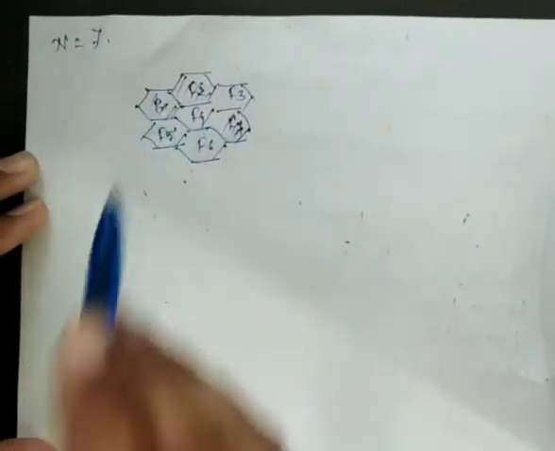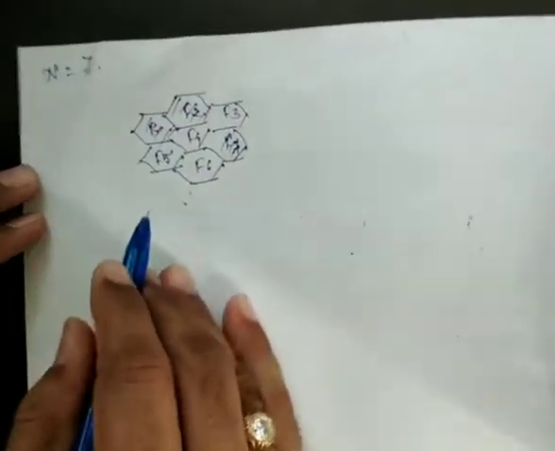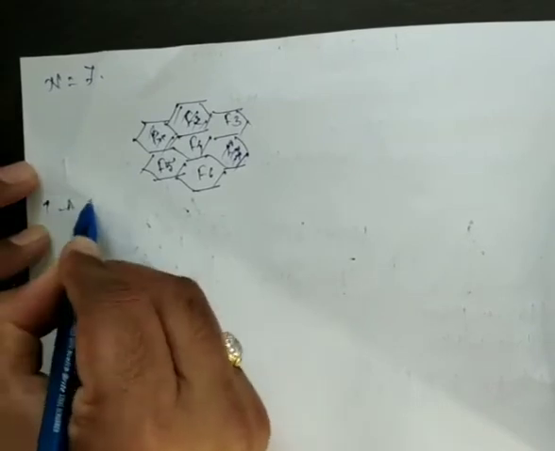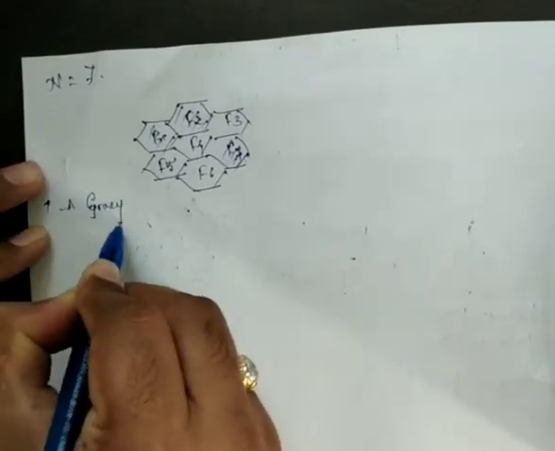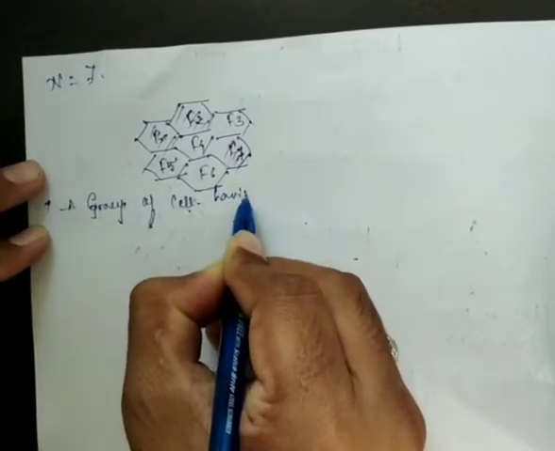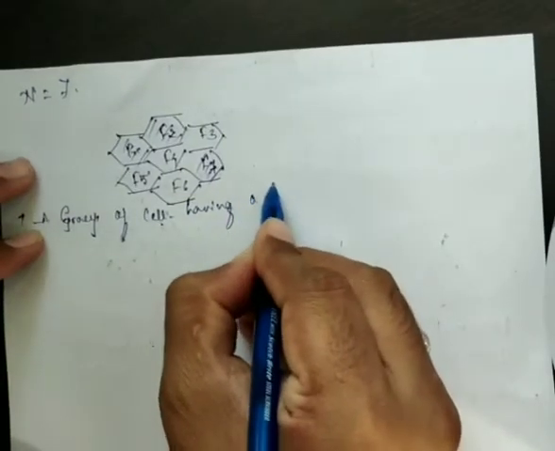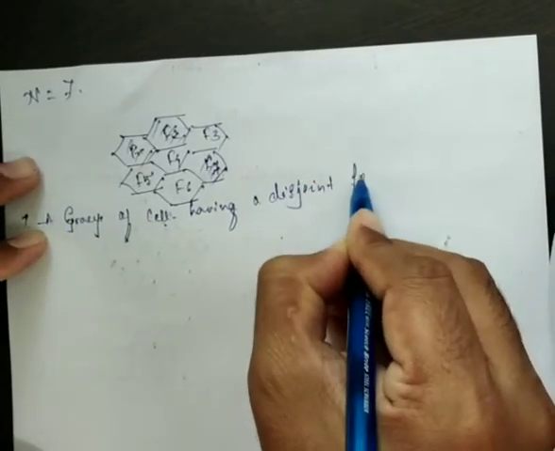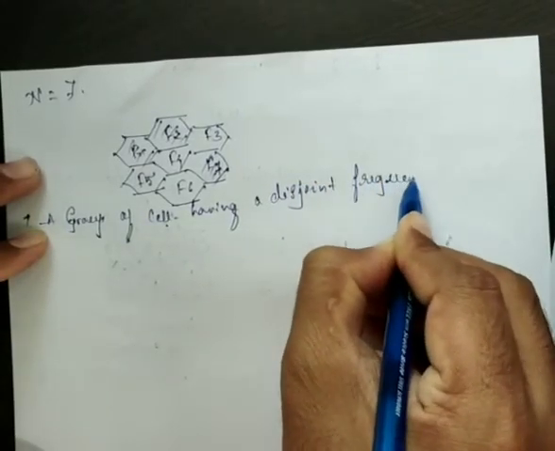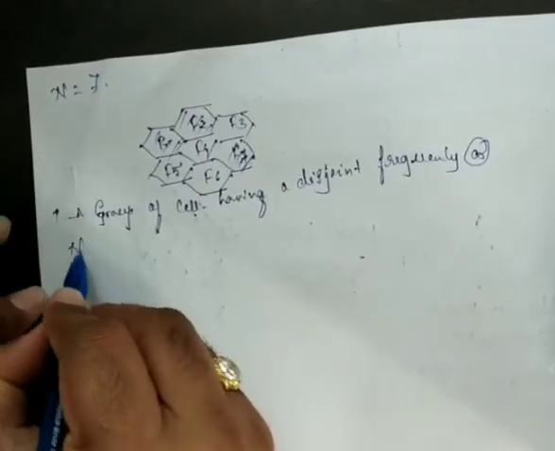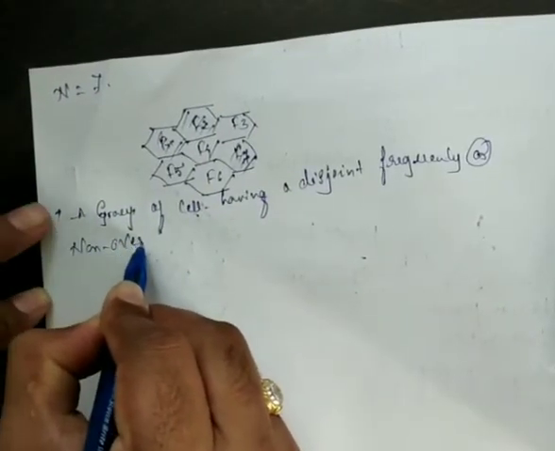So n is what is meant by cluster. What is a cluster? The cluster definition is a group of cells having disjoint or non-overlapping frequencies.